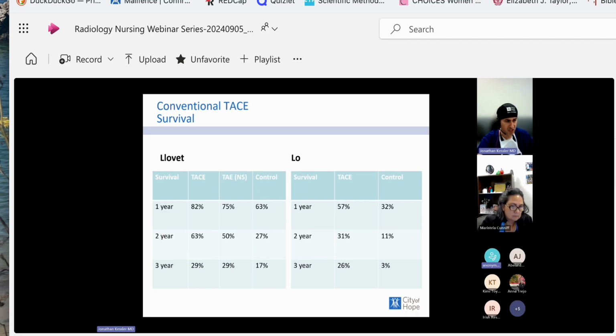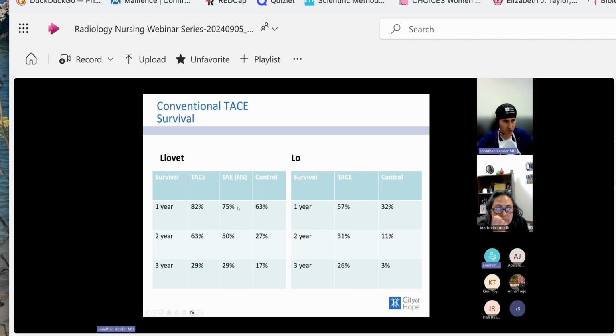And what they saw in both of these papers, and these were different patient populations, was that patients that got chemoembolization or TACE had much better survivals at every step along a 3-year process. So in the first year, they did better than the controls. Again, 57 to 32 in this study, 82 to 63 in this study. And then even out at 3 years, the patients who had TACE survived much longer than the patients who didn't.